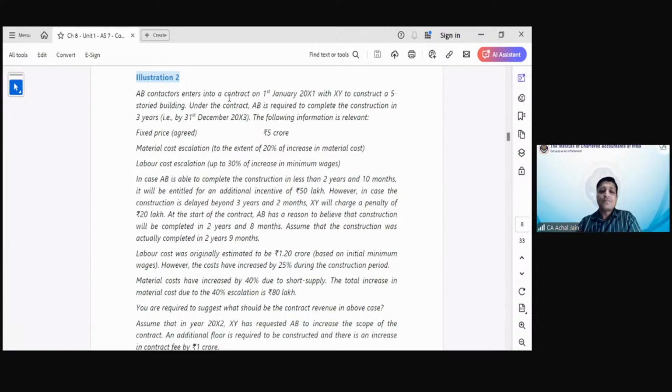Assume that in calendar year X2, XY, can you tell me who is XY? Contractor or the customer? Tell me quickly. Very good, Supriya says customer. Saitya says customer. Great. Customer has requested the contractor to increase the scope of the contract.